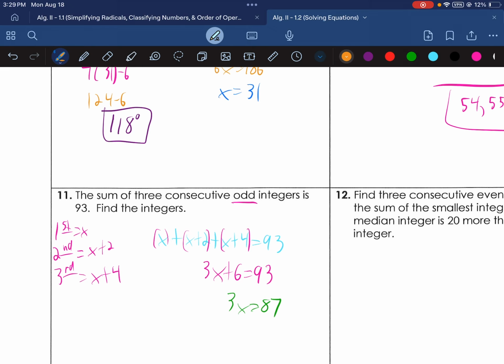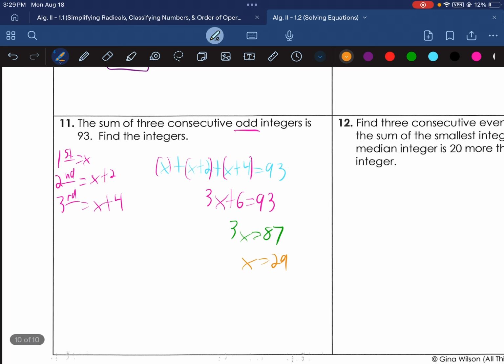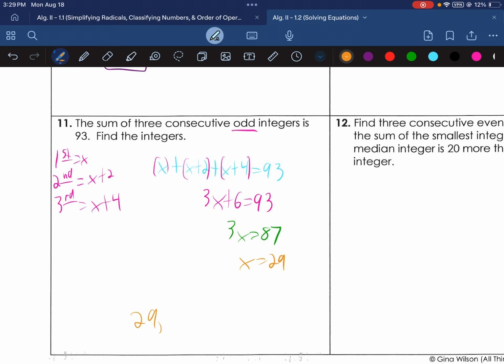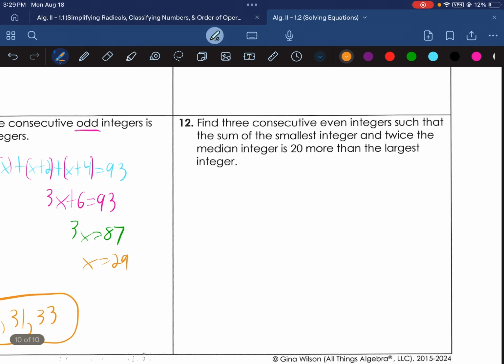Subtracting 6 from both sides gives us 3x equals 87. And dividing by 3 gives us x equals 29. So that's the smallest of the three. So the numbers are 29, add 2, 31, add 2 more, 33. And if you wanted to check, those would add up to 93.